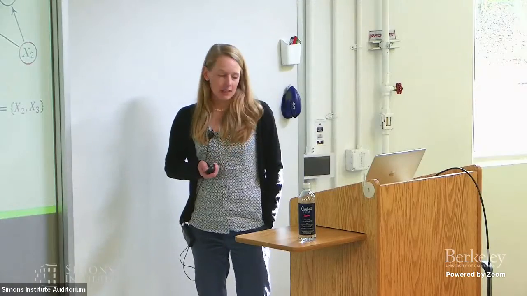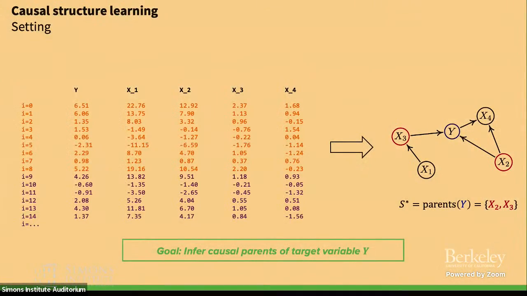So the setting we're interested in here is learning the causal structure from data, or at least parts of the causal structure. In particular, we're interested in a particular target variable y of interest, and we want to infer which variables are the causal parents of y in the underlying causal graph. Furthermore, the setting we consider here is where we have data from so-called different environments or domains available. And I'll get into what that means more concretely later in the talk.